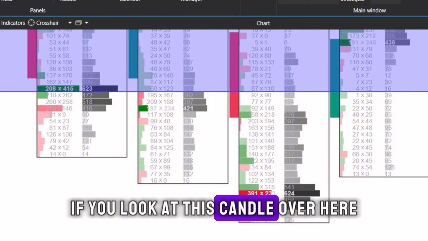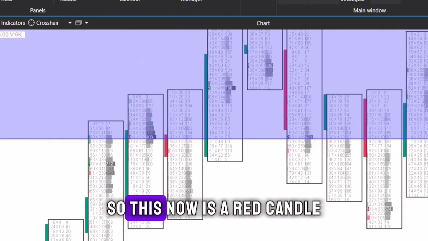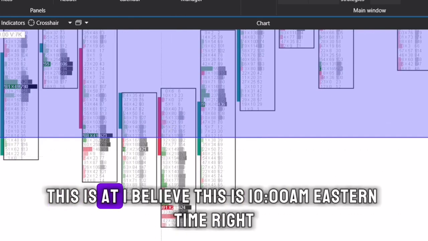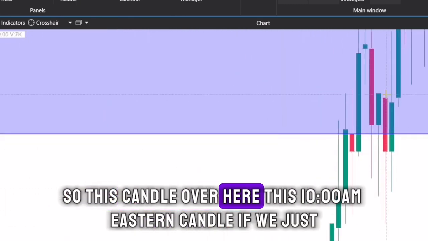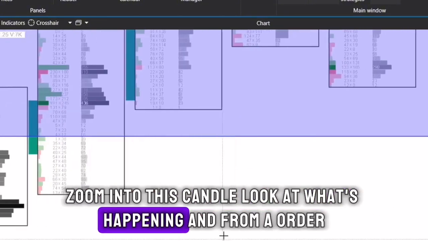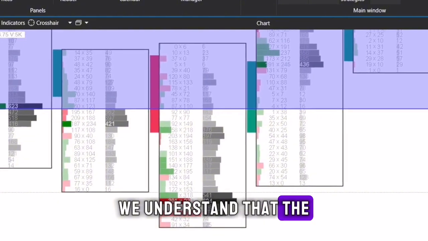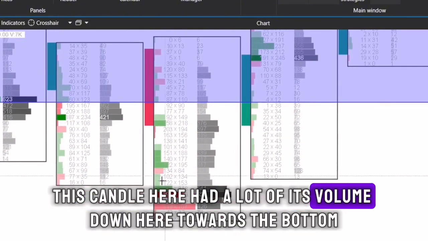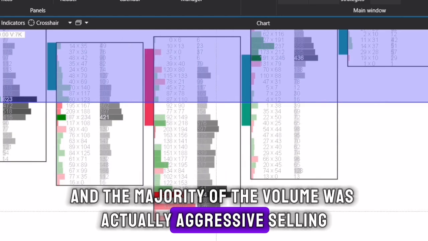If you look at this candle over here, what's very interesting is that you have a red candle over here, right? So this now is a red candle. I believe this is 10 a.m. Eastern time, right? So this 10 a.m. Eastern candle, if we just zoom into this candle and look at what's happening from an order flow perspective, from a footprint perspective, we understand that this candle here had a lot of its volume down here towards the bottom, and the majority of the volume was actually aggressive selling.